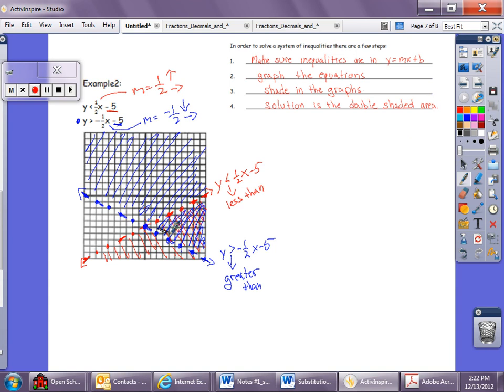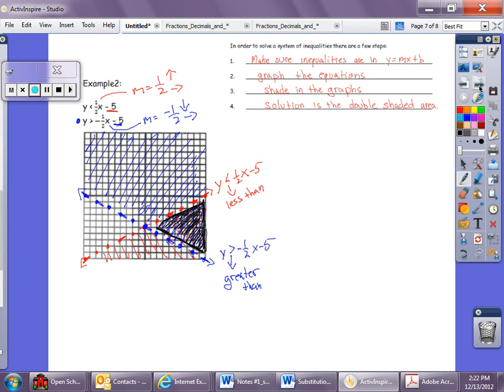So once again, I'll highlight that in black here. So this whole area is a solution to our system of inequalities. So everything in that little area is our solution. So any point in there will work for both of these equations.